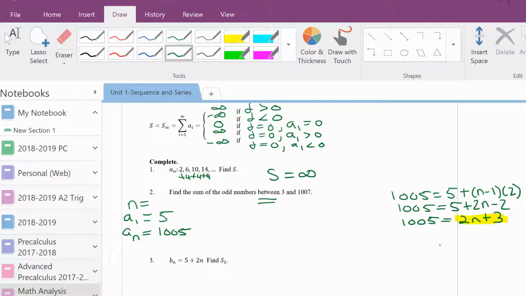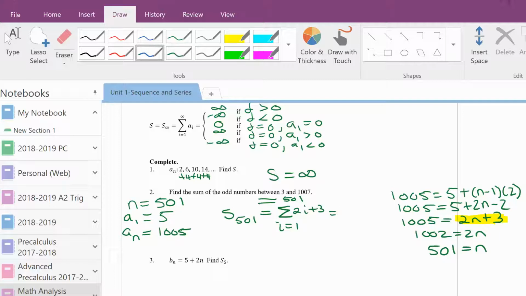So right now, you subtract 3 to get 1002, and then divide so you get 501. That is the amount of terms. So you're finding the sum of the first 501 terms of this series. And you'll go as i equals 1 to 501 of this definition of 2i plus 3.